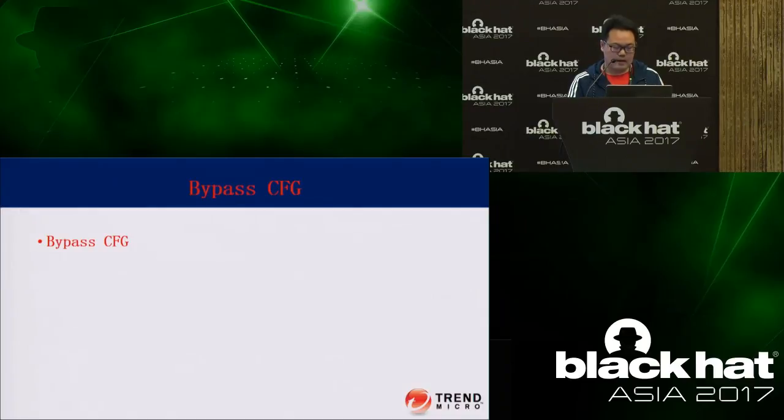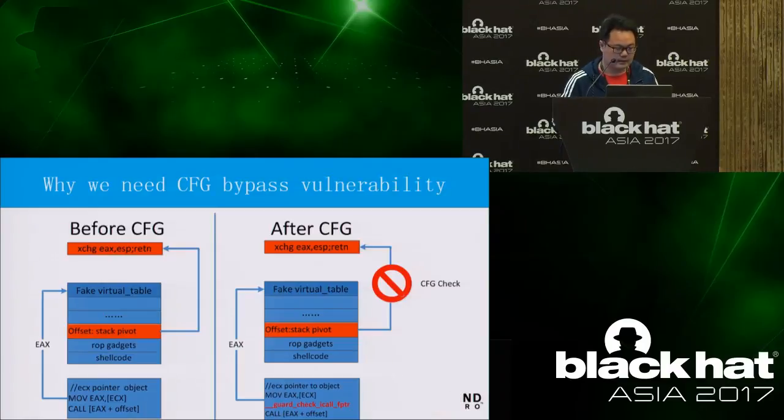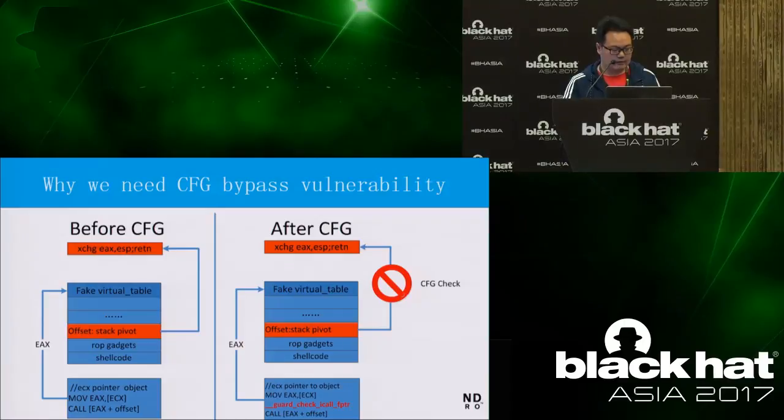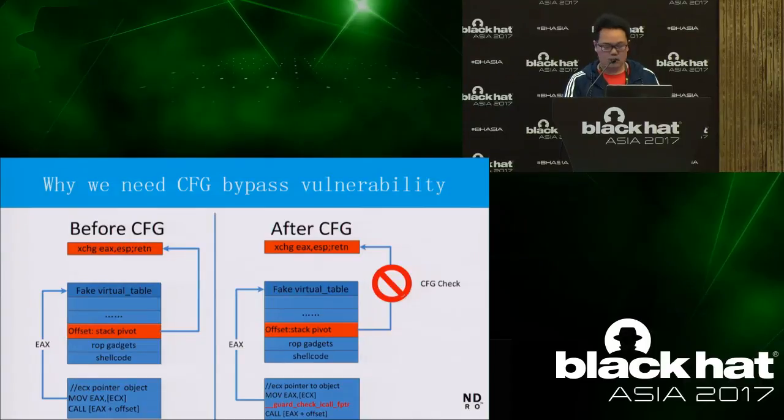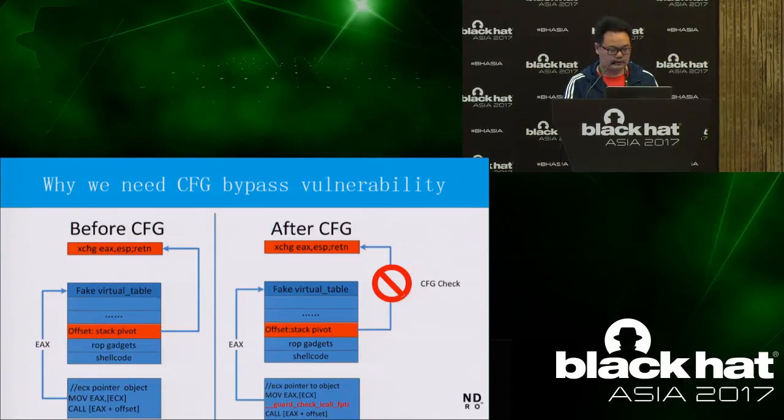Okay, in this part I will introduce how to bypass Control Flow Guard. Before we begin, let's see why we need a CFG bypass vulnerability. The left picture is an exploit for a use-after-free vulnerability. We put the stack pivot address at the fake vtable's write process. When the call instruction runs, it will run the stack pivot, then the ROP gadgets, then the shellcode.